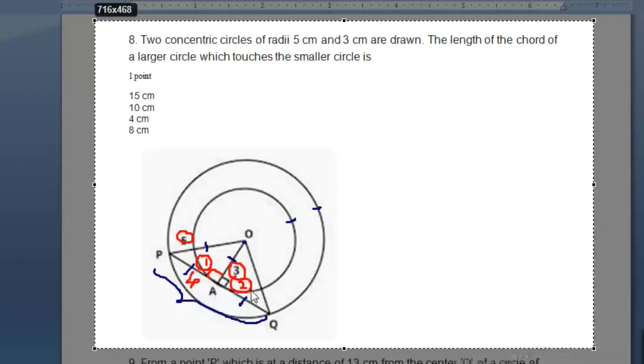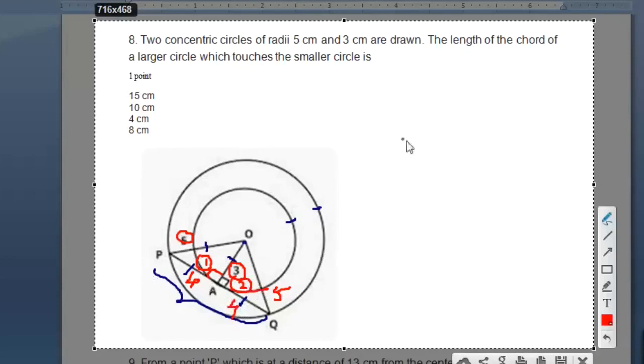So coming back to the second triangle OAQ. In the second triangle OAQ, OQ is 5 centimeters because it is the radius of a circle. In a circle all radii will be equal, and OA, the small circle radius, is also given as 3 centimeters. So hypotenuse is 5, radius is 3, the other side will become 4 based on the Pythagoras triad.